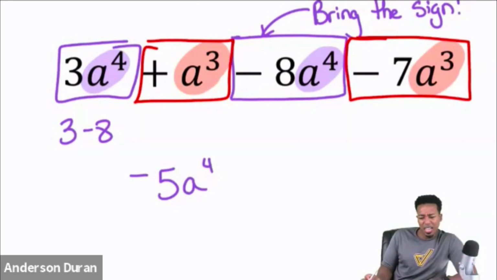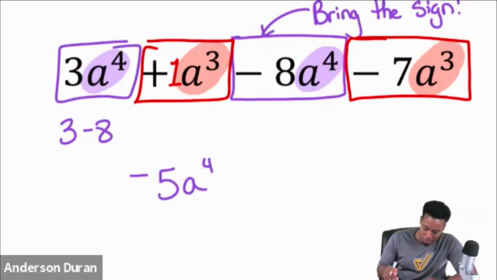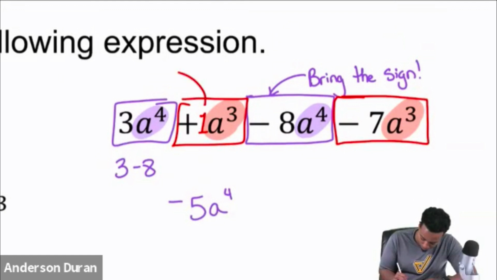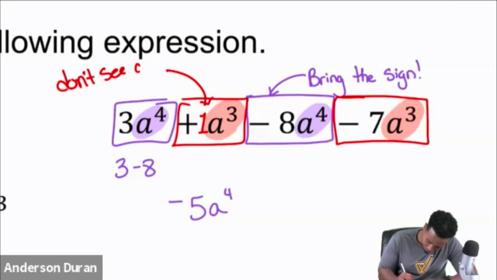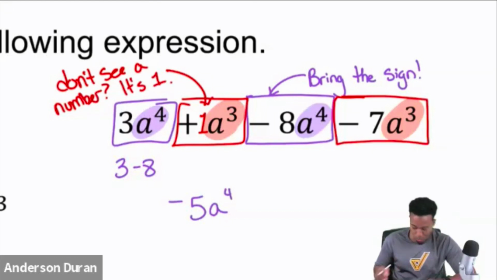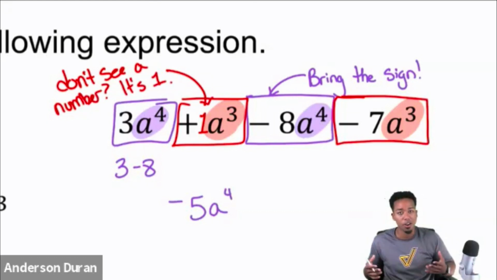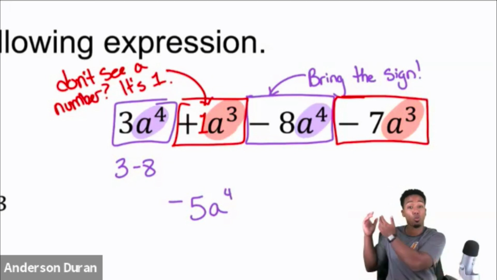So over here in red, we've got positive a cubed, negative 7a cubed. Everybody, what number is in front of that a cubed? Positive 1. That's right. Remember, if you don't see a number, it is always 1. If you don't see a number in front of a variable, it is 1. There is one of those variables there.